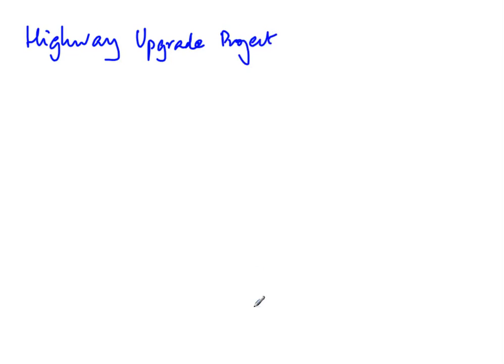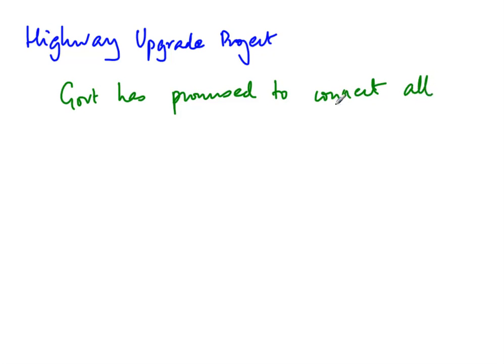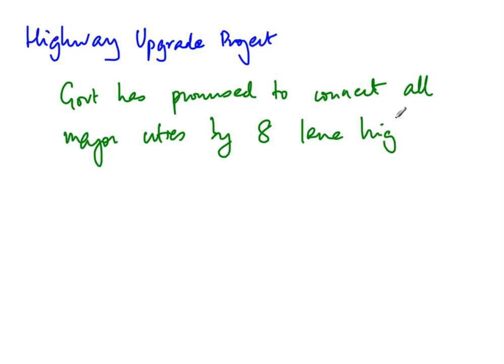Okay. So the government has promised to connect all major cities by, say, an 8-lane highway. Now the elections are coming up and the government has to make good on this promise. So the plan is, of course, to upgrade some existing highways.